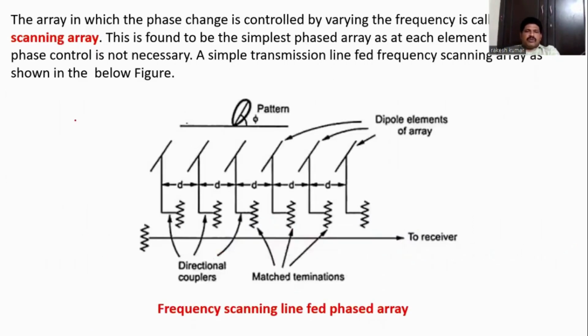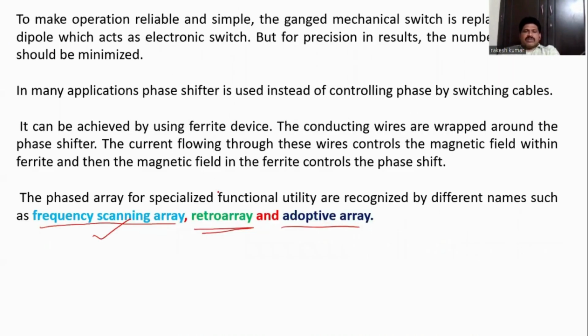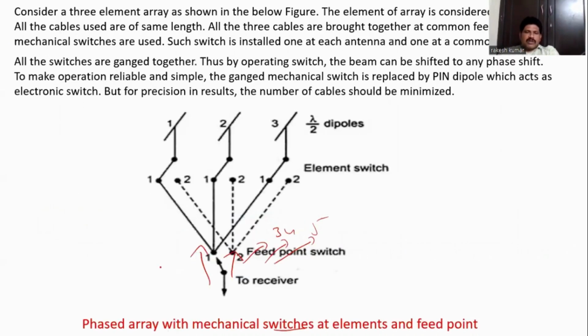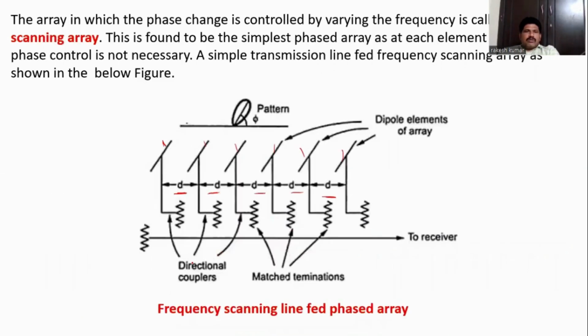Frequency scanning array. In this frequency scanning array, here also the same arrangement: these are different antennas, separated by distance d. Instead of physical switches, here the circuit will control that. Now we are going for the frequency scanning array, the array in which the phase change is controlled by varying the frequency.